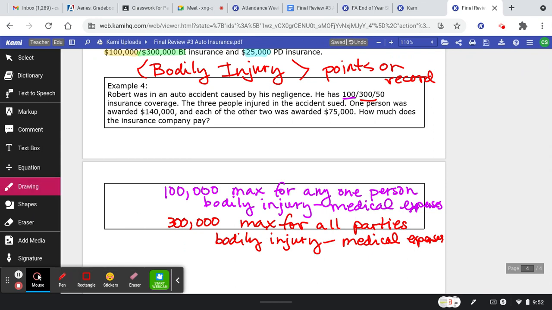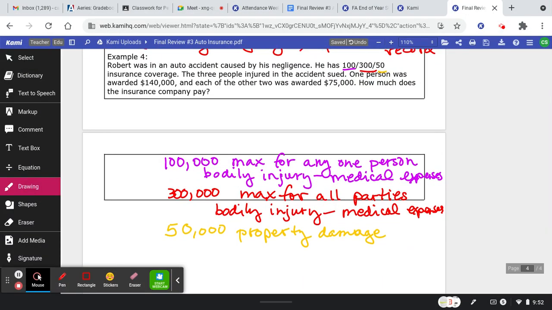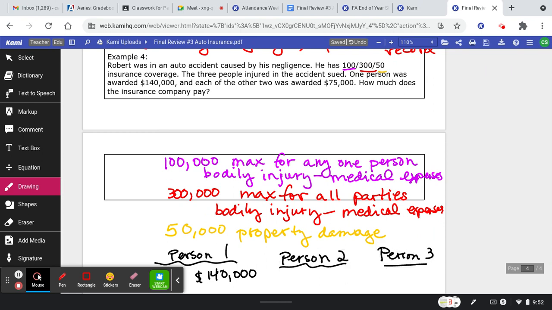And finally, the 50,000 here at the end stands for property damage insurance. That covers any things you hit, or you drive over into somebody's lawn and hit their house, etc. So the 3 people injured in the accident sued. One person was awarded $140,000 in the lawsuit. So person 1 sued and was awarded $140,000. Person 2 was awarded $75,000. And person 3 was also awarded $75,000.